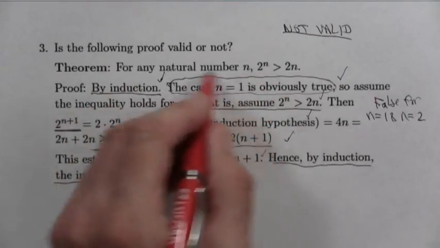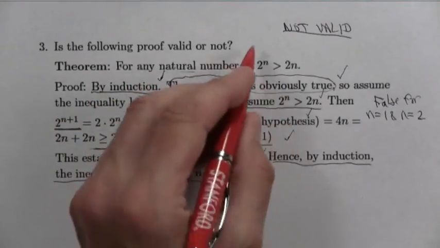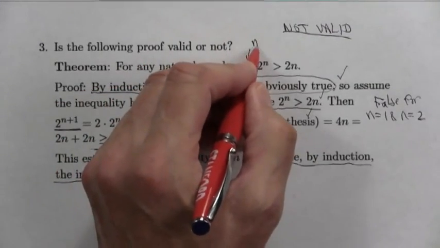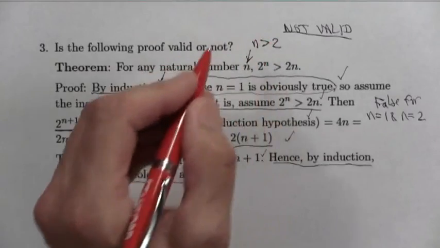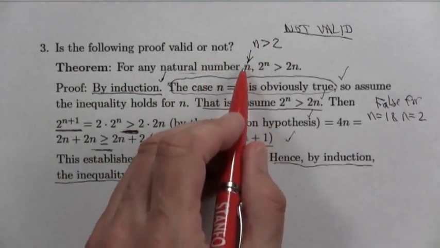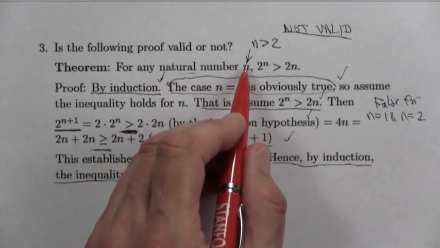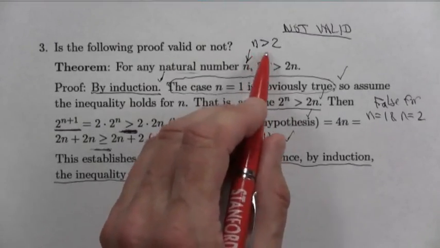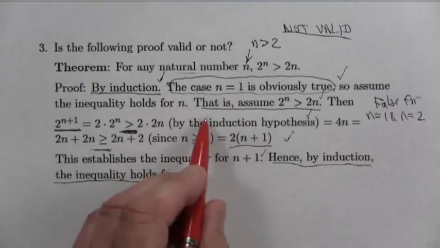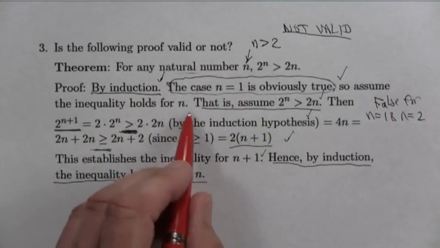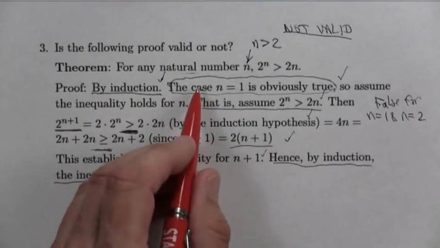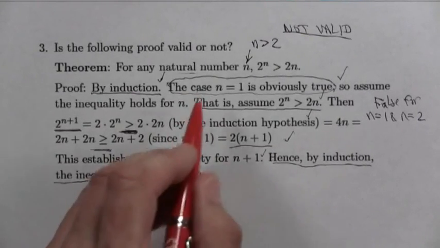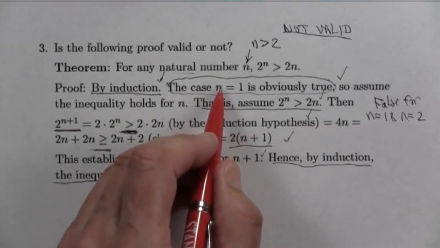If you wanted to turn this into a true result, you would have to say for any natural number n greater than 2. You would have to explicitly exclude the cases n equals 1 and n equals 2. Then you get a true result, because the induction then does hold for n equals 3, the first case, and then this argument's true. This argument is correct. It was the first step that's wrong. So you have to be very, very careful about the assumption at the beginning.